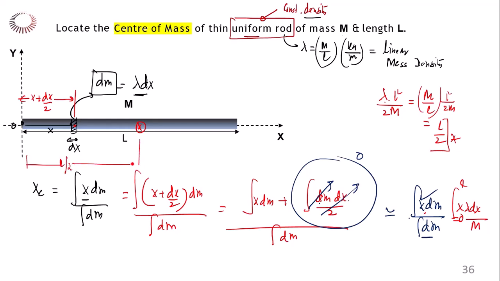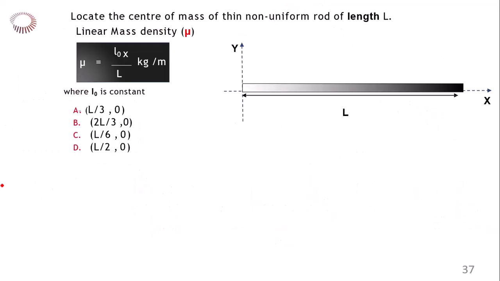But that is not true if the mass is irregular. In this equation, the mass is different. The variation is given as mu equals L naught x by L. What is mu? Mu is the linear mass density, the same as the lambda that I have taken. L naught is one constant, and x by L is the variation.